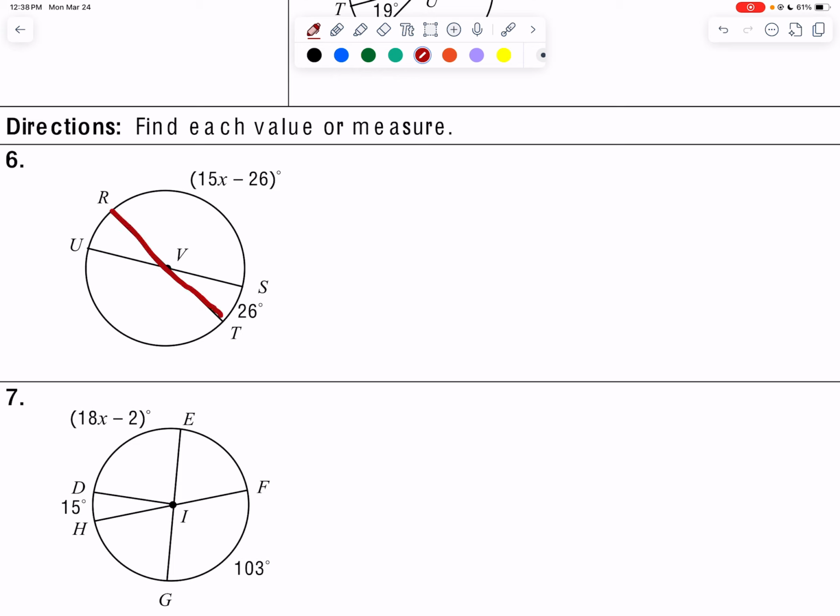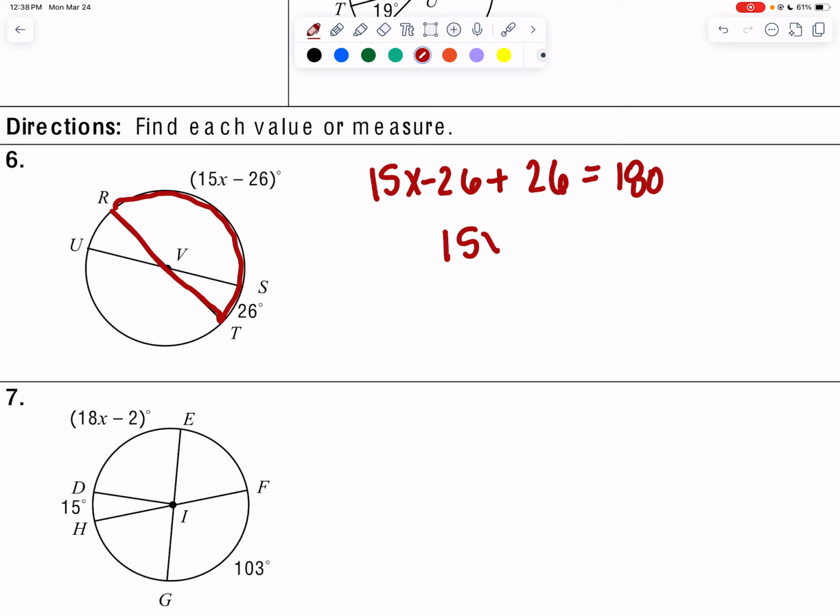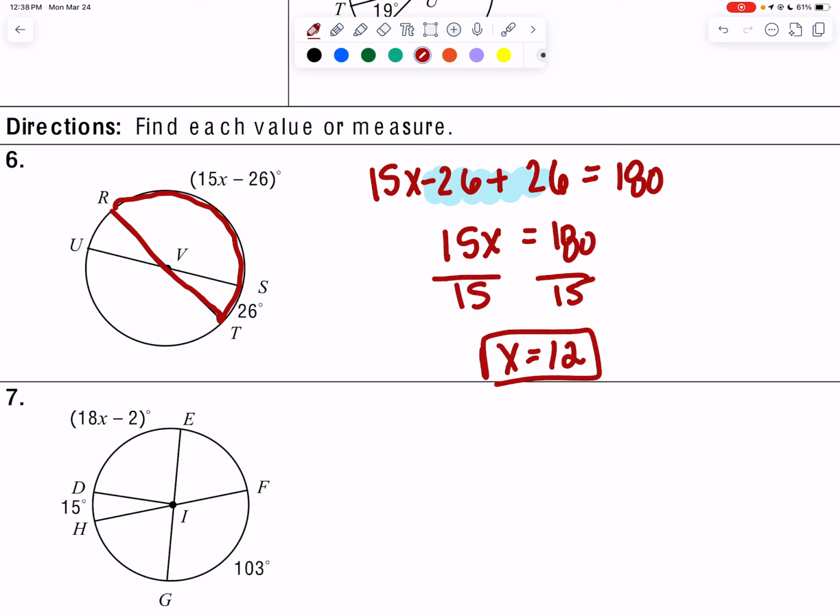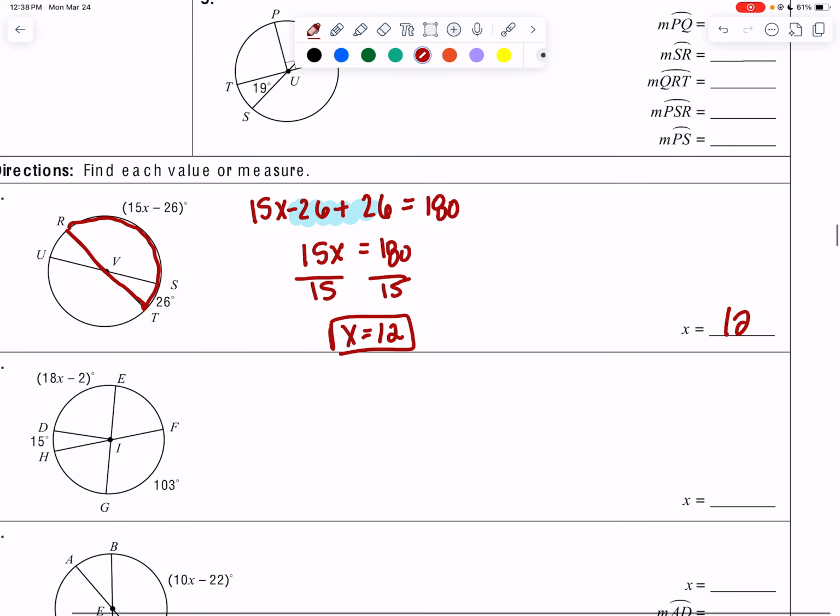Since we know that a semicircle is 180 degrees right here, I'm going to add these two and set them equal to 180. The negative 6 and the positive 26 will give me 0. Wait, that is, the constants combine, so then we get 15x is equal to 180. So then if I were to do 180 divided by 15, I get x is equal to 12. And since I'm only finding x, I could just stop there.